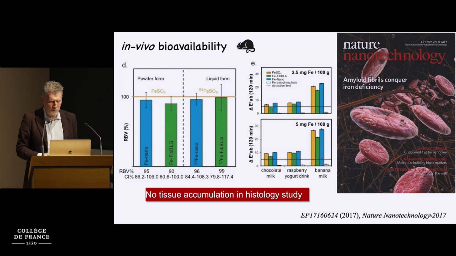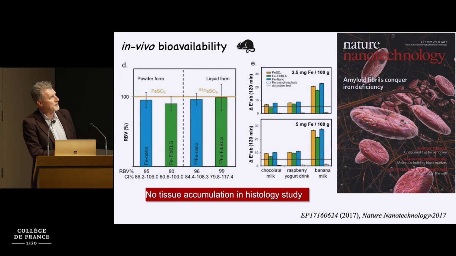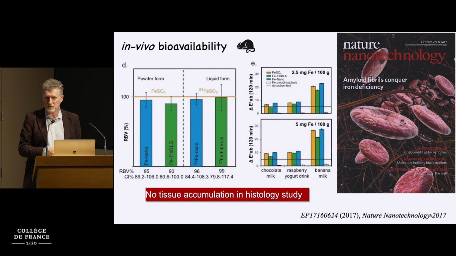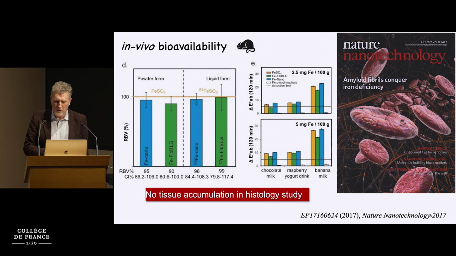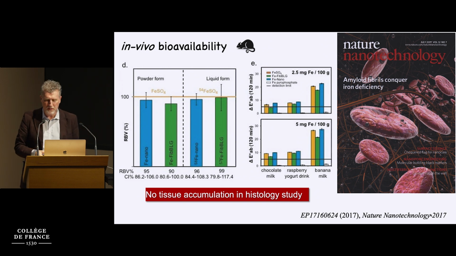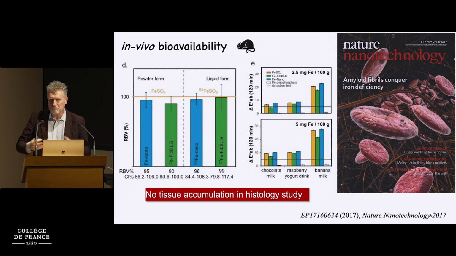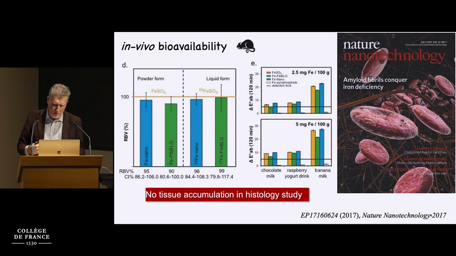So when this paper was published in the end, the editor came up with a very provocative title, Amyloid Fibers Conquer Iron Deficiency. And it's provocative because back at that time, this is 2017, amyloids were the bad guys, right? They were associated with pathological neurodegenerative disease, systemic amyloidosis. So this, I think, is the very first example where if you switch to non-toxic amyloid food protein, you can use them to do something useful.